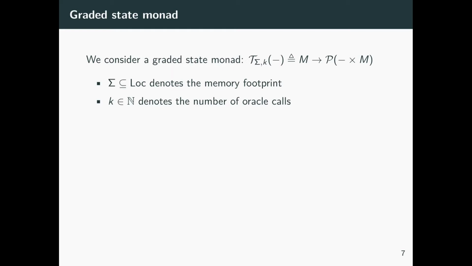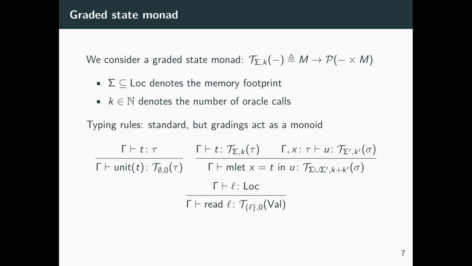The first thing we do is introduce a graded state monad. This adds some additional information to the monadic types in the form of two parameters. The first one, capital sigma, is a set of memory locations. It should be understood as an over-approximation of the locations that the computation can read or write on. The second one, k, is a multiplicity that is meant to count the number of calls that are made to an oracle. The typing rules for monadic constructs need to keep track of this information.